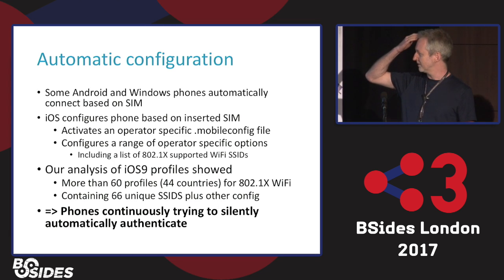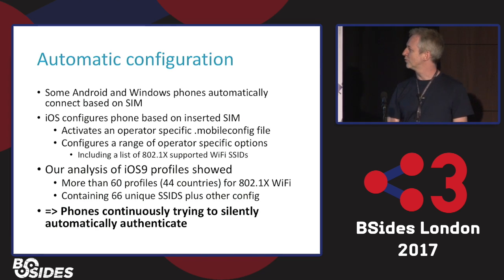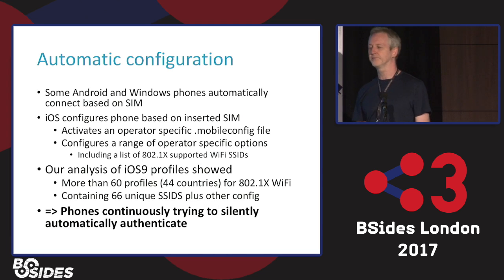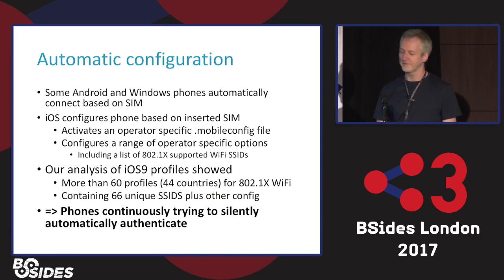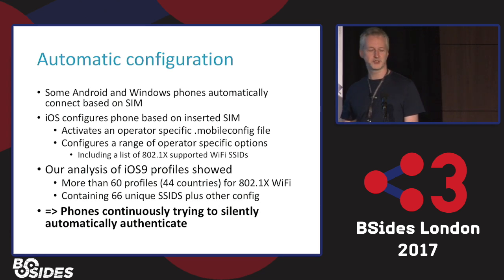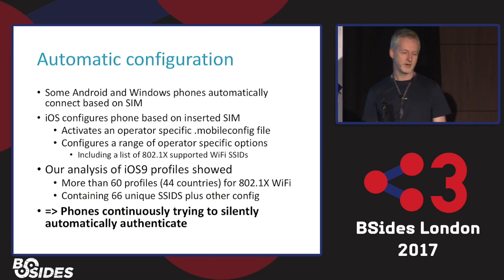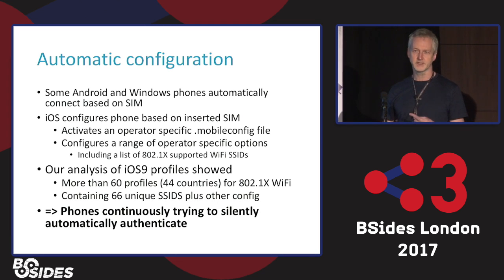We did an analysis of iOS 9 on a jailbroken phone, and found more than 60 profiles spanning 44 countries that provide for 802.1x Wi-Fi. That contains 66 unique SSIDs, plus a bunch of other random config as well. But the upshot of this is that phones are continually, silently trying to automatically authenticate to these SSIDs.